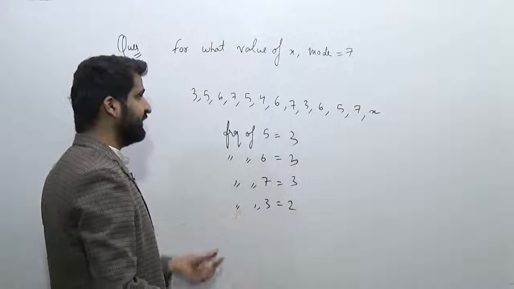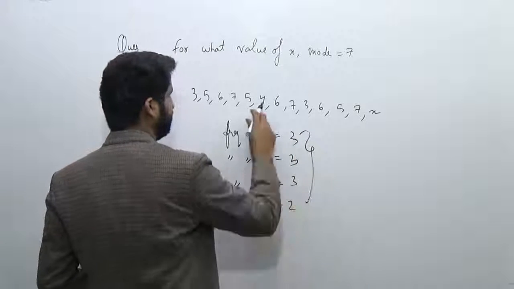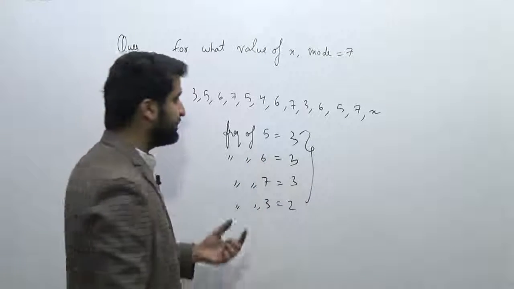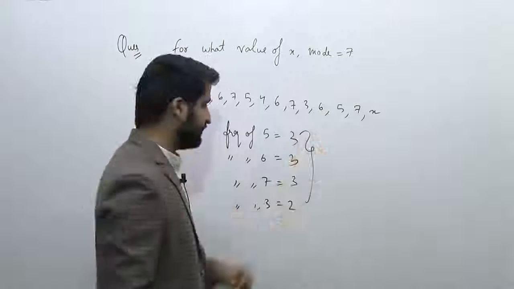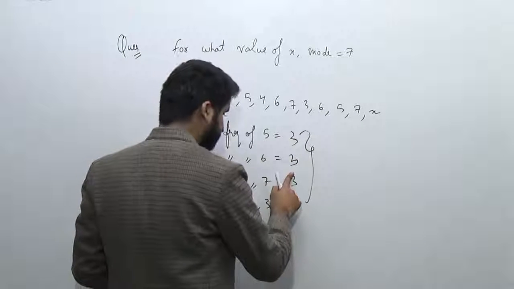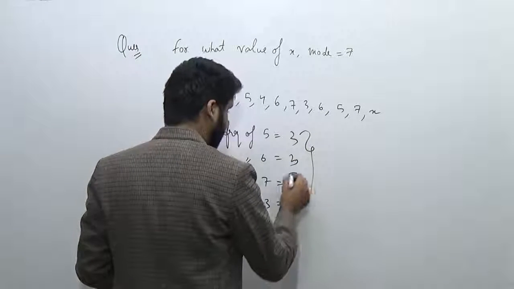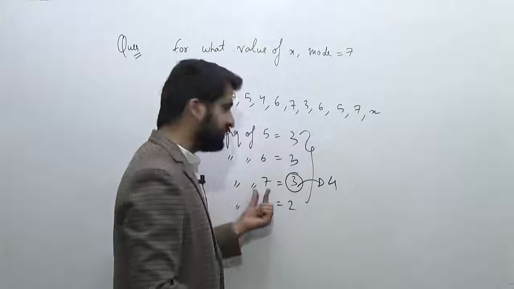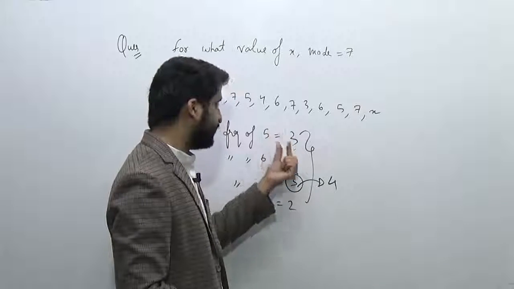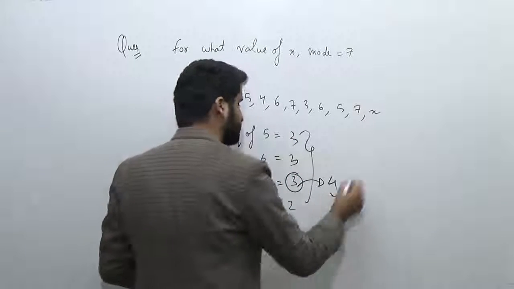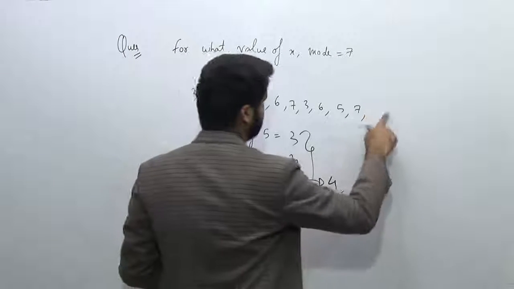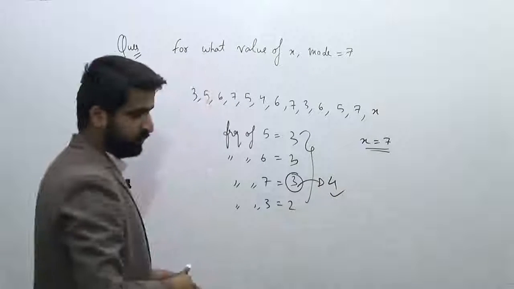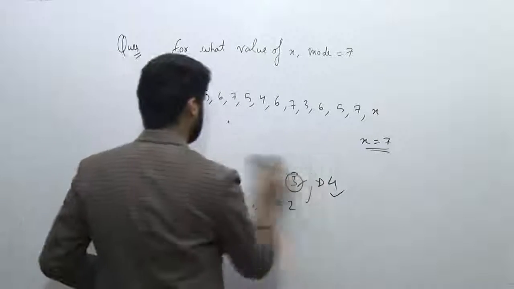So the competition is between only these three frequencies. The frequency of 4 is just 1. Now you can see that the mode is mentioned, that is equal to 7. So we can say that if the mode is equal to 7, then this 3 must be 4, right? The frequency of 7 should be more than the frequency of 5 and 6. Therefore this frequency should be equal to 4. Therefore the value of x is equal to 7. Okay, so I'm going to change the question a little bit.